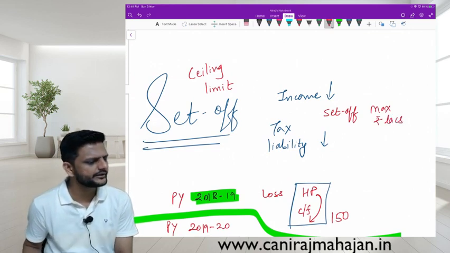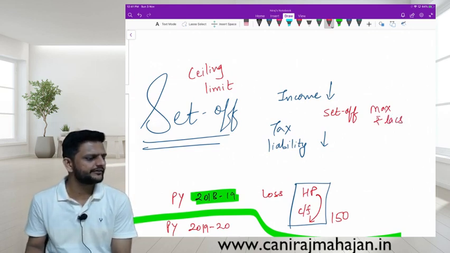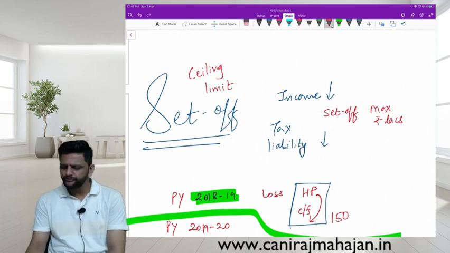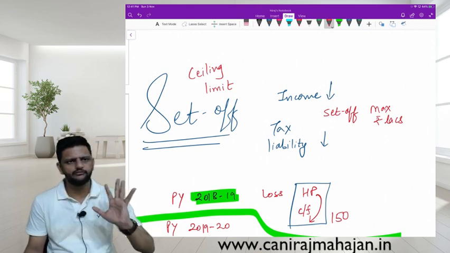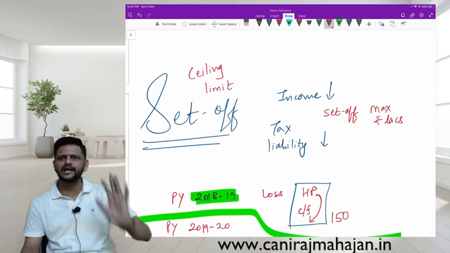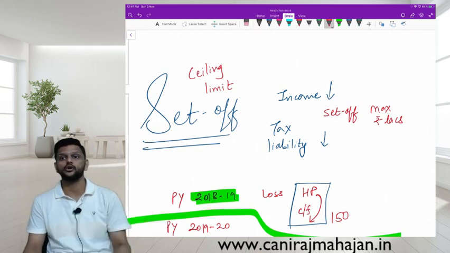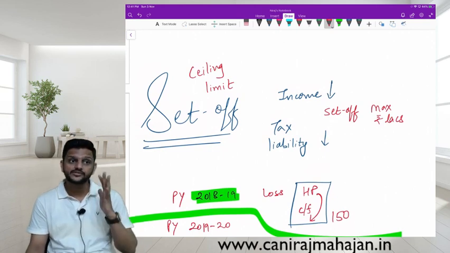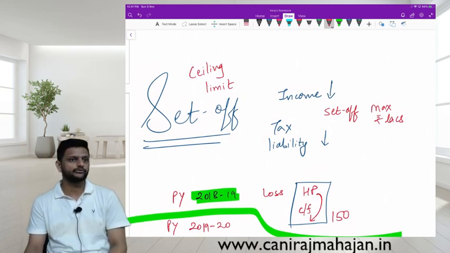Is the year given over there? It is beneficial from which year? Just 2 years back only. Before this, it was again allowed. We used to take 5 lakhs, 8 lakhs, 10 lakhs rupees also as set off. And one important thing is HP loss could be set off from salary income also. Are you following or not?